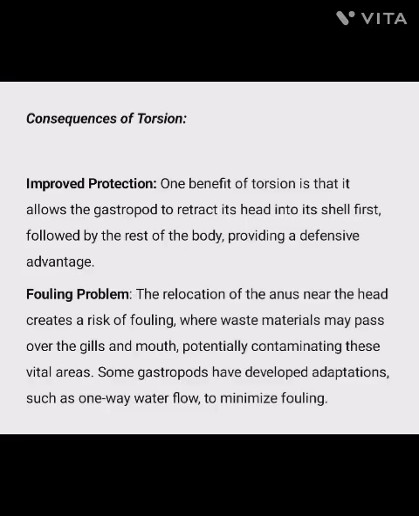One benefit of torsion is that it allows the gastropod to retract its head into its shell first, followed by the rest of the body, providing a defensive advantage.